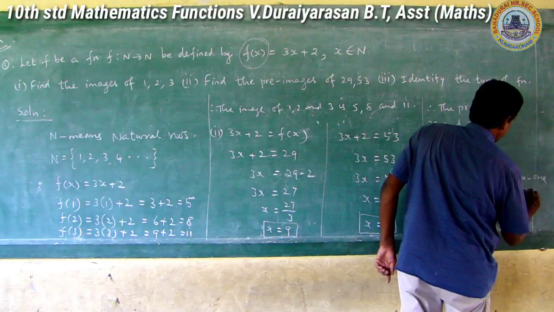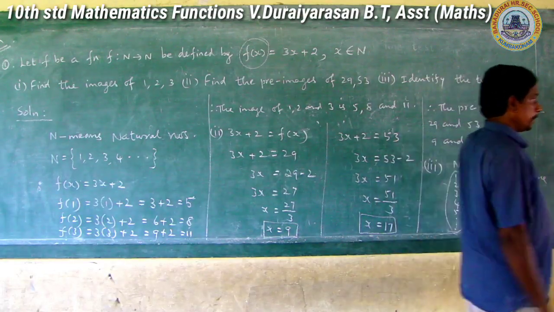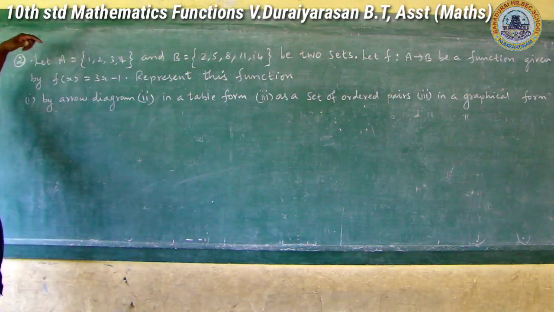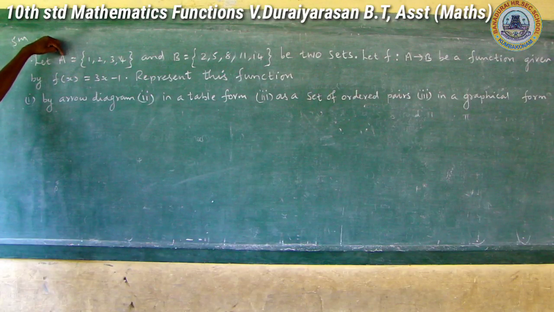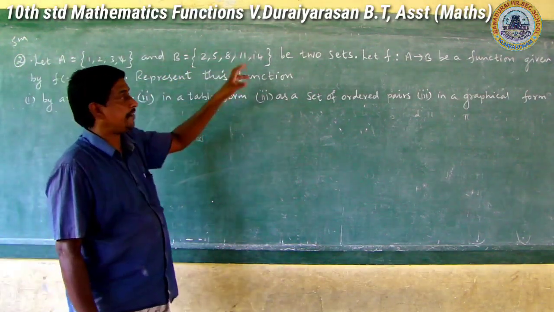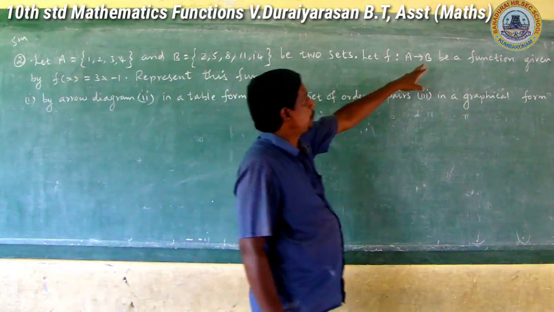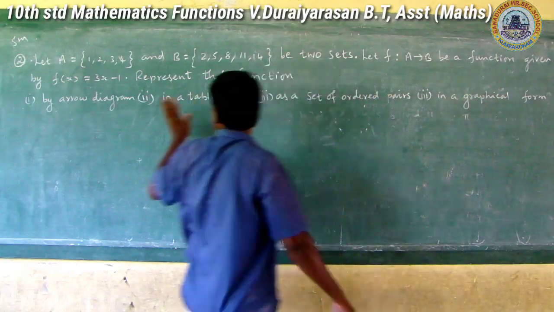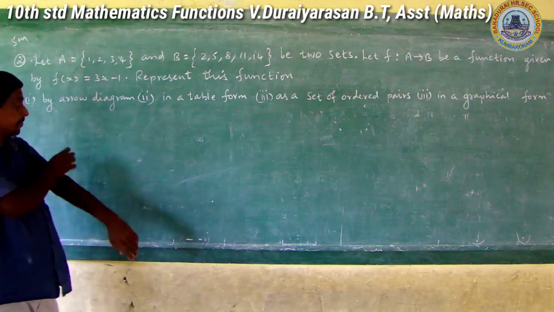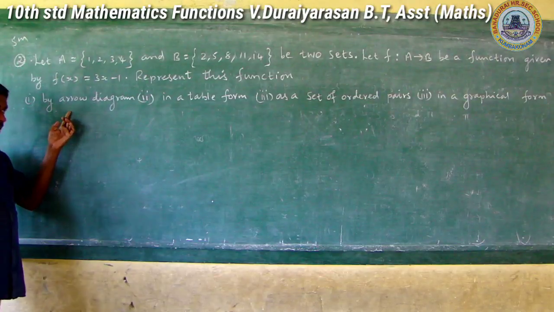One to one and into function. Next, we are going to another 5 mark question. Let A equal to {1, 2, 3, 4} and B is equal to {2, 5, 8, 11, 14} be two sets. Let f from A to B be a function given by f of x is equal to 3x minus 1. Represent this function by arrow diagram.